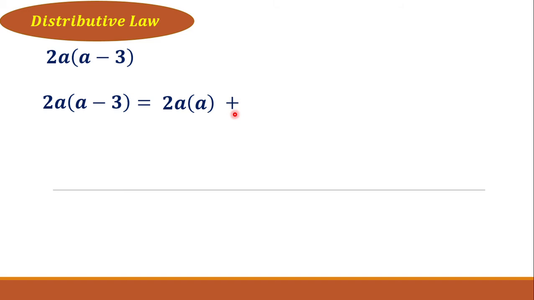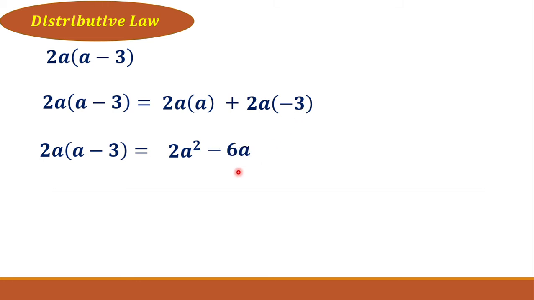Di ba? So we have 2A multiplied by negative 3. So 2A multiplied by A, we have 2A squared. And 2A multiplied by negative 3, we have negative 6A. So this will be our final answer. Diba? Madali lang.